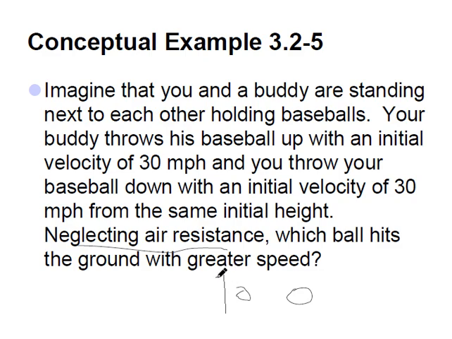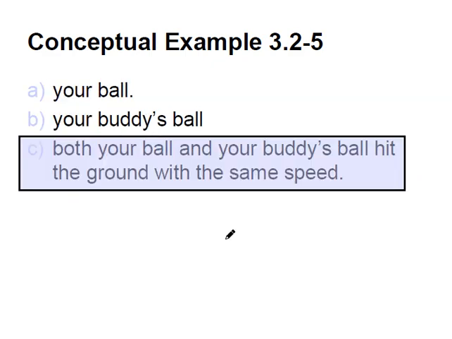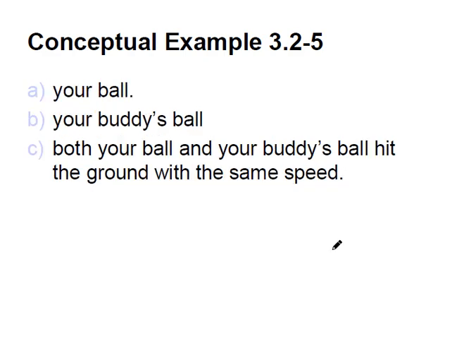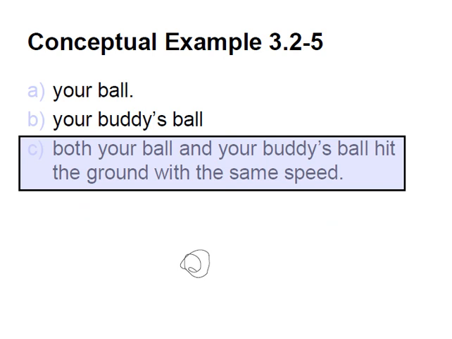So your buddy throws up, you throw down. You both use 30 miles per hour as the initial speed. This is the initial speed, and we want to know which one hits the ground with a greater speed. It's going to be the same speed. Why? Because the question is asking only, let me go back to this, which ball hits the ground with a greater speed. So we're concentrating only on the speed.